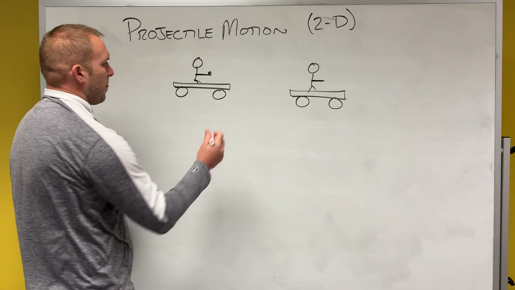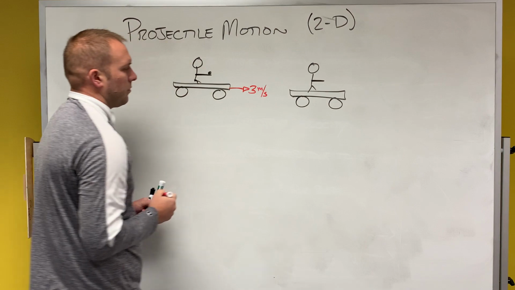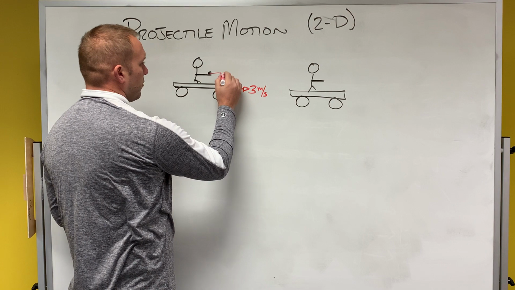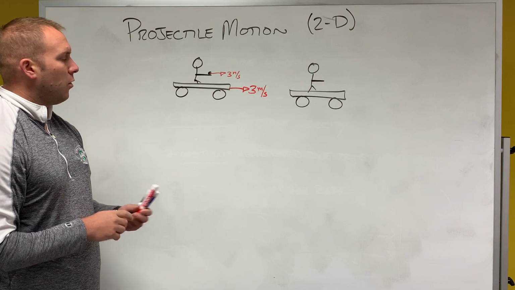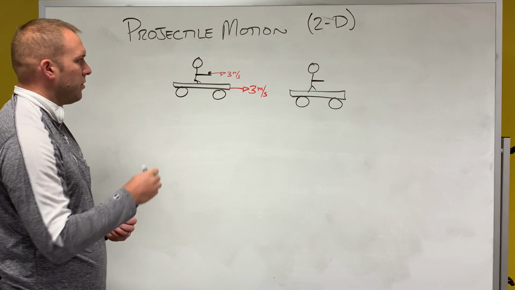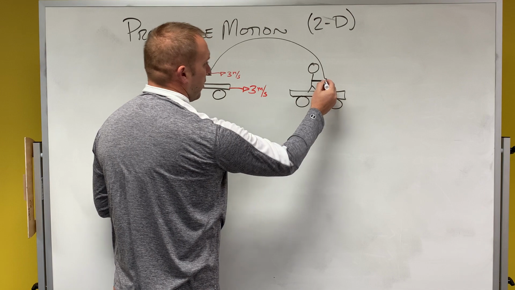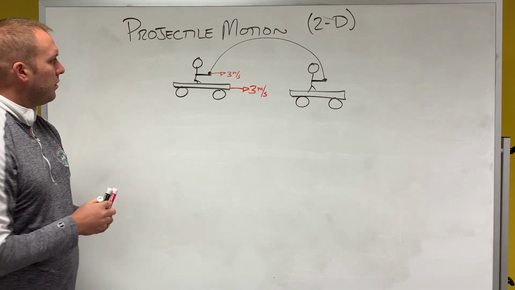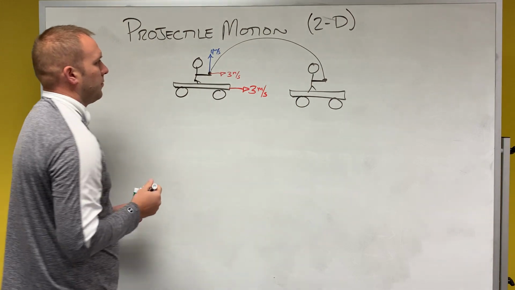So let's think about this. If the wagon is traveling at 3 meters per second, that means the ball, when we release it, is also traveling to the right at 3 meters per second. When we throw it straight up, this velocity stays constant. However, our ball is going to take some path that looks like this for us to then catch it at the same location. Let's say we throw it upwards at 4 meters per second.